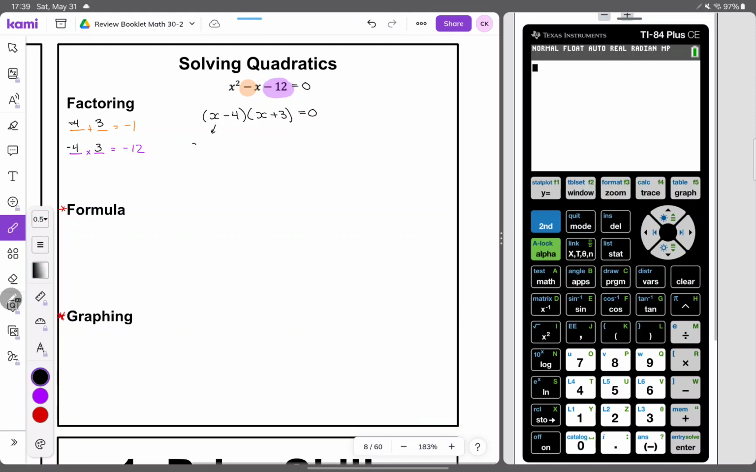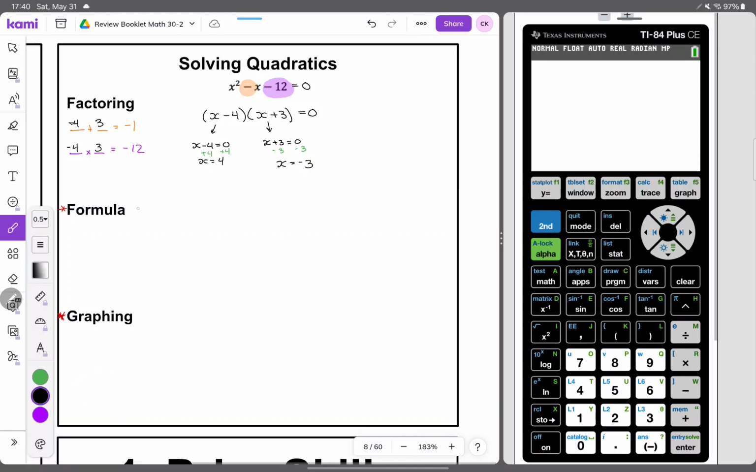So we just take each factor and set it equal to 0. So x equals 4, because we just add 4 to both sides. This one, x plus 3 equals 0, minus 3 from both sides. We get that x equals -3. All right. Again, this works and is really nice, but it only works for equations that are factorable. If the equation is not factorable, then you have to either use the formula or graphing.